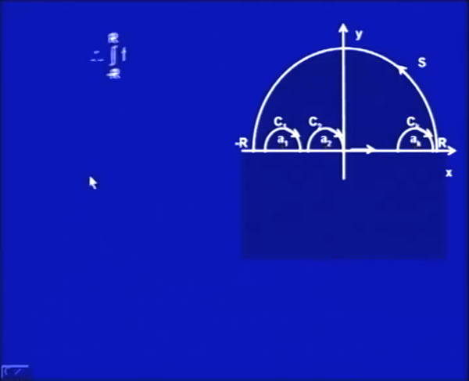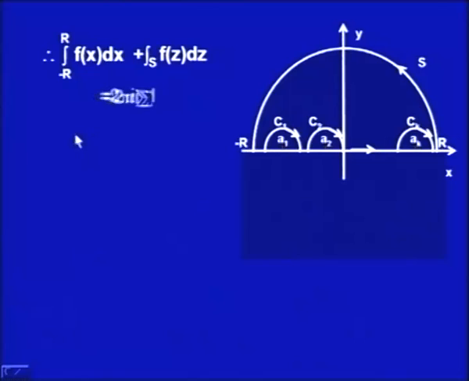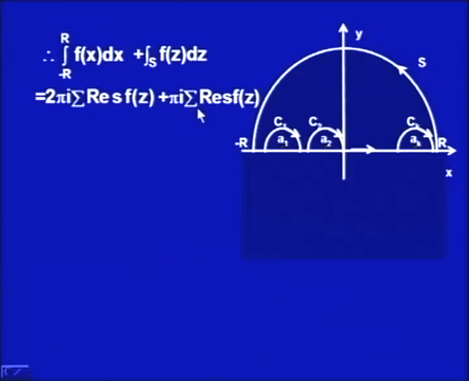Moreover, what we have got is that the integral from minus R to R of f(x) dx plus the integral of f(z) along this contour S is 2 pi i times the summation of residues of f(z) by the residue theorem, plus pi i times the summation of residues of f(z), where this summation is over all the poles on the real line, while the other summation is over all the poles in the upper half plane of the complex plane, other than the real line. So now we have got this formula.